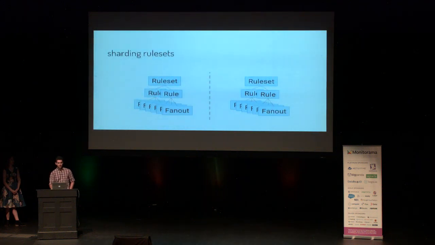On the other hand, if we shard by rule set, we don't have that problem. But then we might have a hard time keeping the load distributed evenly because some rule sets may be much bigger than others. So how do we know beforehand which is the right choice?